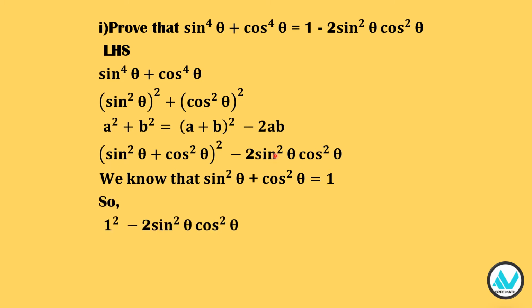We know the identity sin square theta plus cos square theta equal to 1. So let me apply over there. So 1 square minus 2 sin square theta cos square theta. We know that 1 square is going to be 1. So let me write here 1 minus 2 sin square theta cos square theta, which is my RHS.